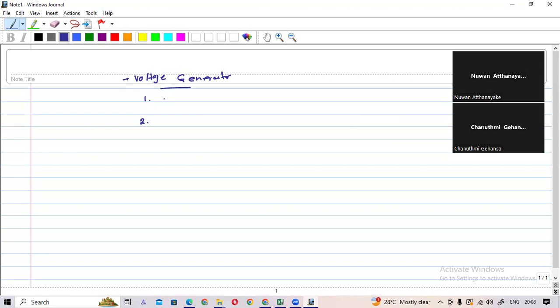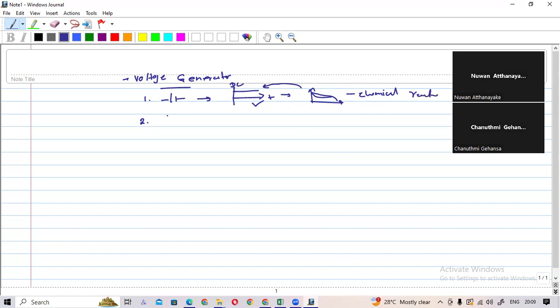If you consider voltage, in a battery you can get a DC signal like this. Actually, this is not exactly like this, because the battery will be drained, but approximately we can assume this as DC. So this DC voltage you can get from a battery, that means using a chemical reaction.